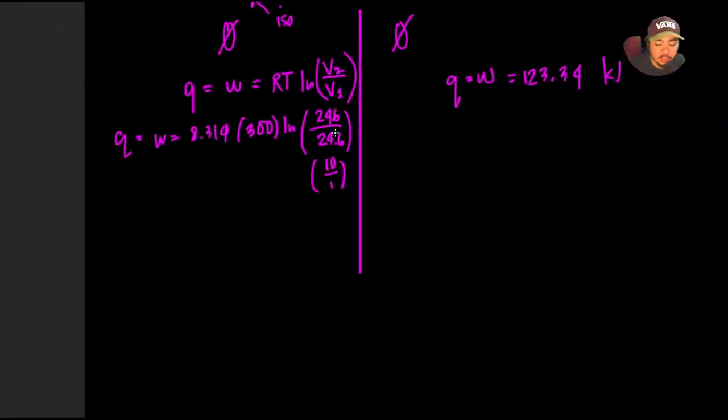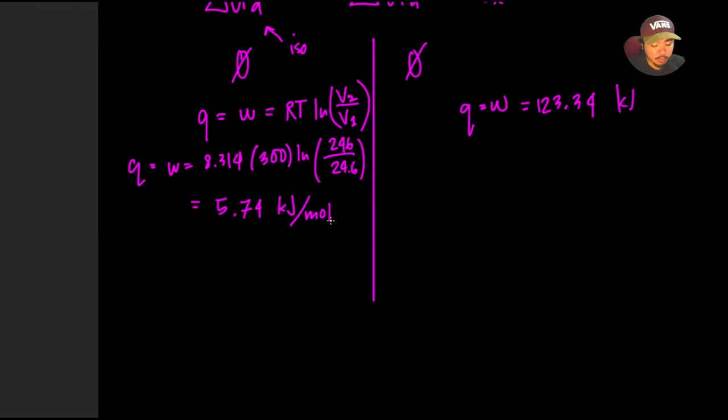And you can see na equal sila, no? Kasi 246 over 24.6 is 10. 10 over 1 is also 10. So, you can do either, no? So let's just do this. So, this becomes 8.314 multiplied by 300 multiplied by ln of 10. Tama? This gives us 5.74 kilojoules. And again, per mole pa lang to, no? This is on a per mole basis.